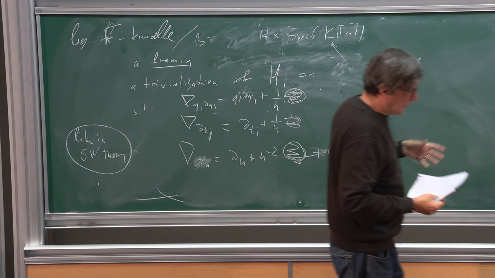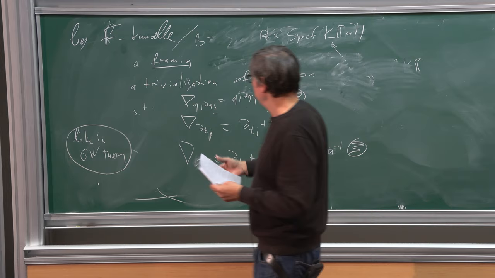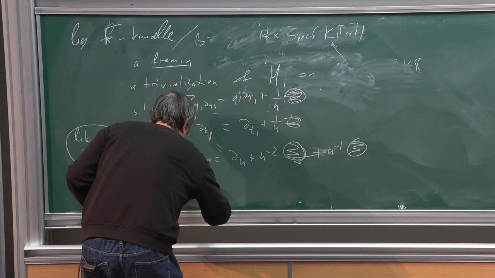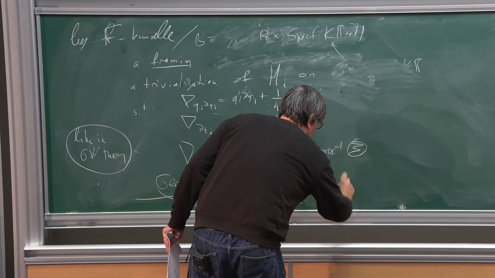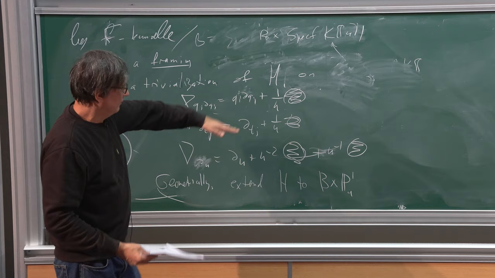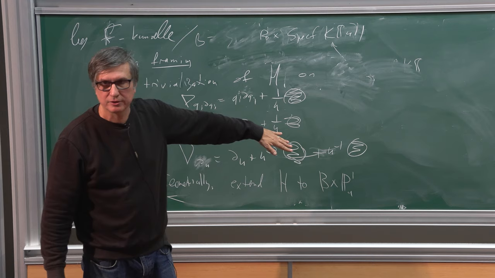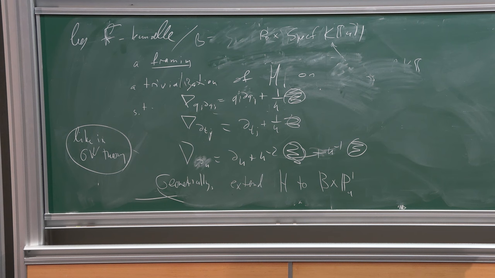And this framing can be understood geometrically like this. It means that you extend your bundle H to the base multiplied by P1 in the variable u, and such a bundle will be trivial along the P1 directions and will have some first order pole. But I thought you took only one Q, Q1. Oh, no, it's for general stuff, you get maybe several Qs, it doesn't really matter, yeah.